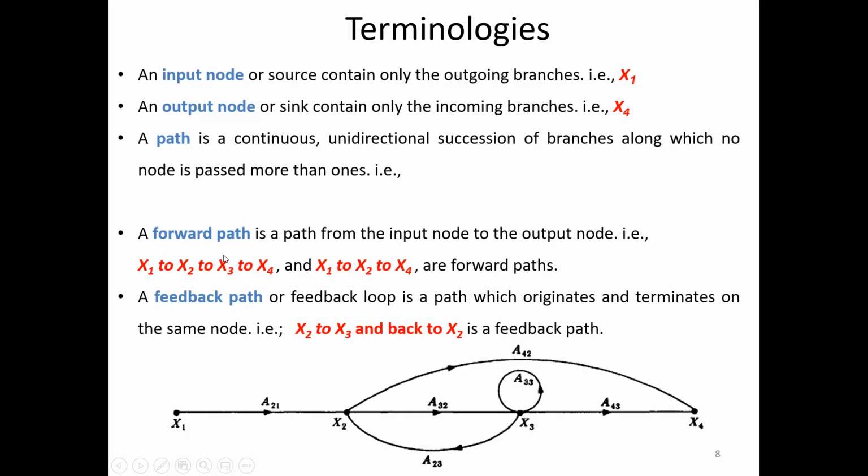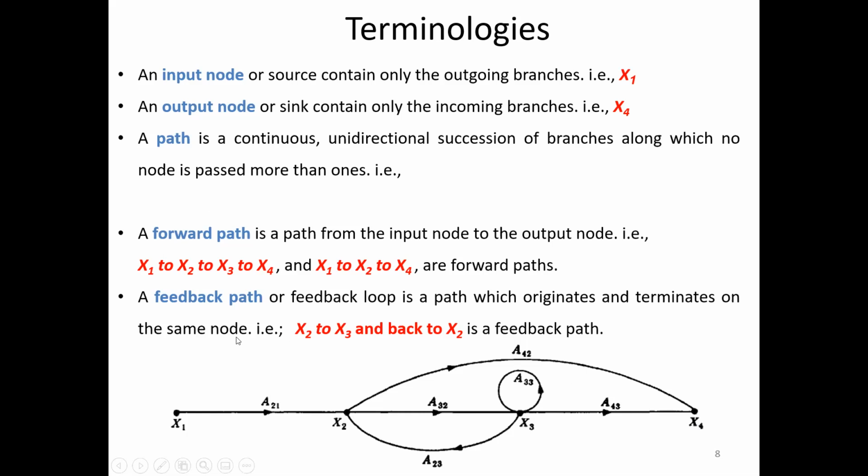Next we call it a forward path. What is a forward path? A forward path is a path wherein we start from the input node and end at an output node. We don't touch any branch twice. We don't touch any node twice. Okay, we should not touch a node or a branch twice. We have to travel from the input node to the output node. So that is what we call a forward path.